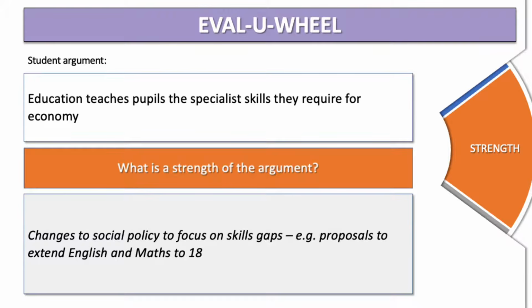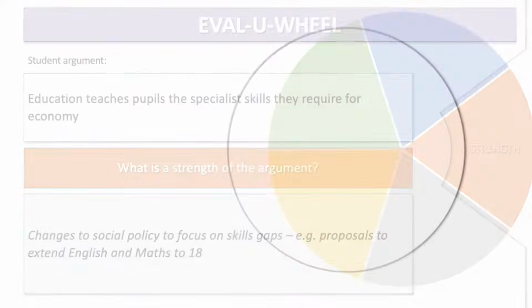Yeah, so youth training schemes from Vibes as well, another good one that you could have used there to support it. As you can see on the screen, I've put changes to social policy to focus on skills gaps. For example, Rishi Sunak's recent proposals to extend English and maths to 18 through the advanced standard qualification that may be coming in 2034.